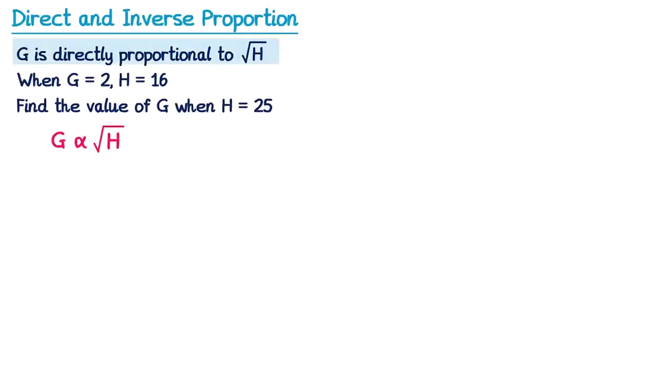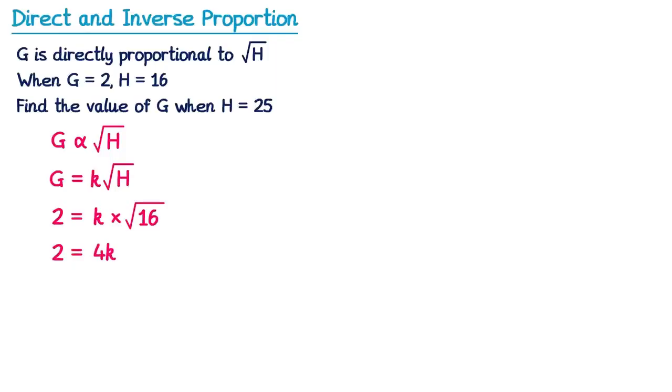g is proportional to the square root of h, which means there must be some constant k which we can multiply square root h by to get g. So g is equal to k times square root h, or g is equal to k root h. Now let's substitute in the values we've been given. So g is 2, so 2 equals, and then it's k times the square root of h, which is the square root of 16. Now you should know the square root of 16 is 4, so we have 2 equals k times 4, which is 4k.